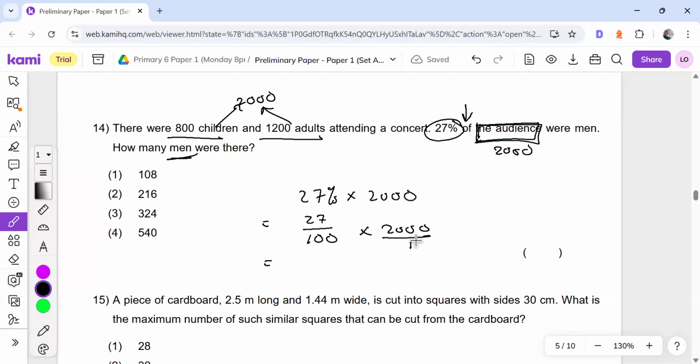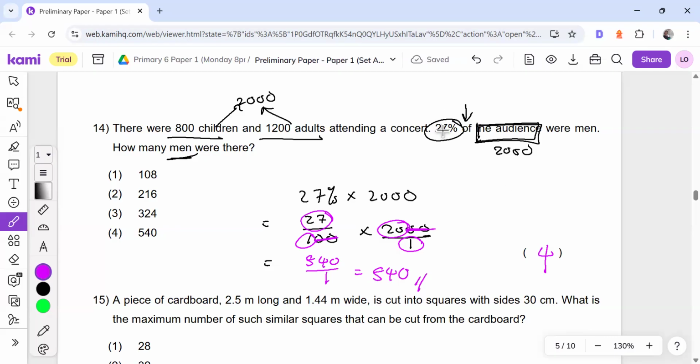Change the whole number into a fraction, cancel 20, cancel 20, and when the denominator is 1, there's nothing to cancel. So 27 times 20, that will be 540, right? Then 1 times 1 is 1. So you will get 540 men. So 27% of the audience were men, which is how many? 540. So answer number 4. Do you understand? Okay, right?